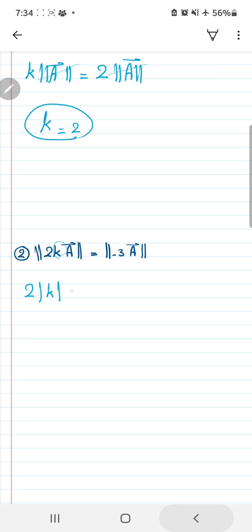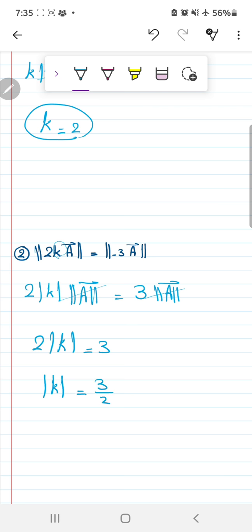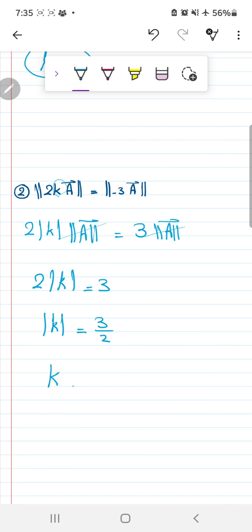And the norm of vector A equals, with -3, 3 times the norm of vector A. Also here it's possible to divide by the norm of A. So 2 modulus k equals 3. Remove the 2 from the other side by dividing. So modulus k equals 3 over 2. Modulus k means k equals positive or negative. We have two options: positive or negative 3 over 2.